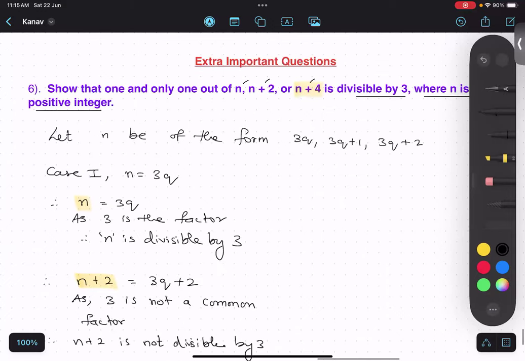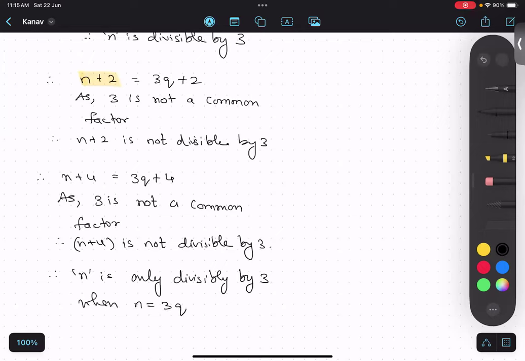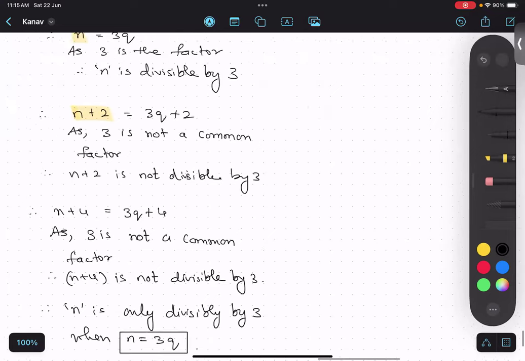Okay. So what was the question? One and only one is divisible. That's n. Therefore, n is divisible by 3 only when n equals 3q. Is that clear? Okay.